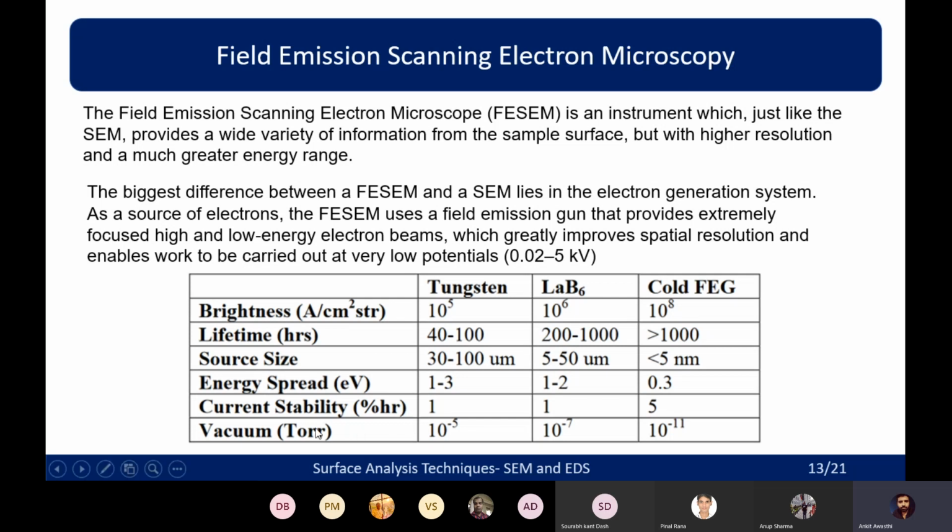But the major thing here is getting the vacuum. For the tungsten SEM the vacuum required is 10 to the power minus 5, but for the FEG SEM a very high vacuum is required, of the order of 10 to the power minus 11 torr. Getting that vacuum requires some special equipment to create that kind of vacuum. Because of that, the cost of this FEG SEM is much higher as compared to the normal tungsten SEM.